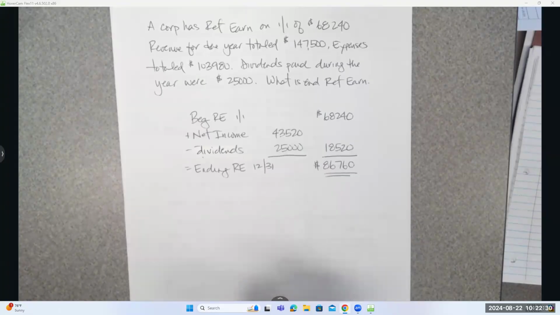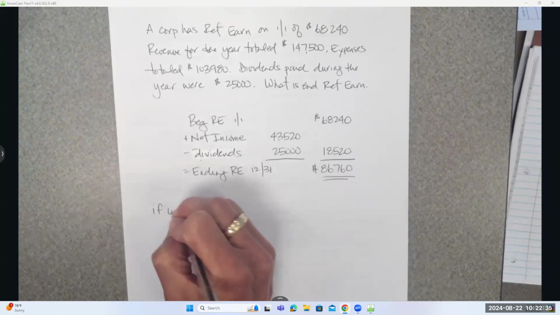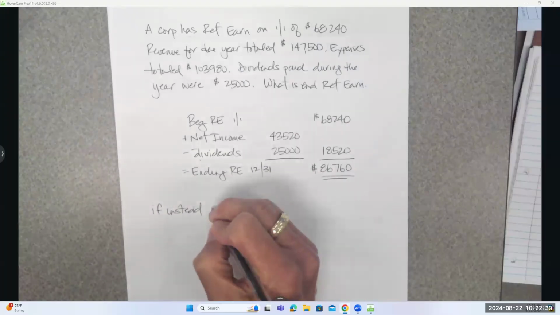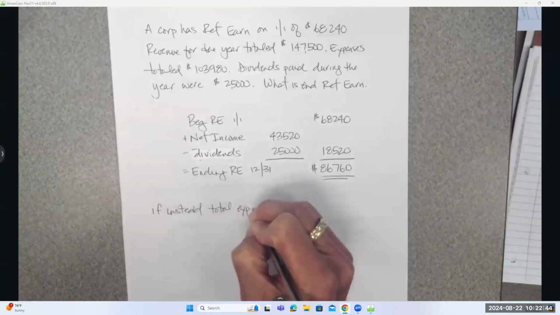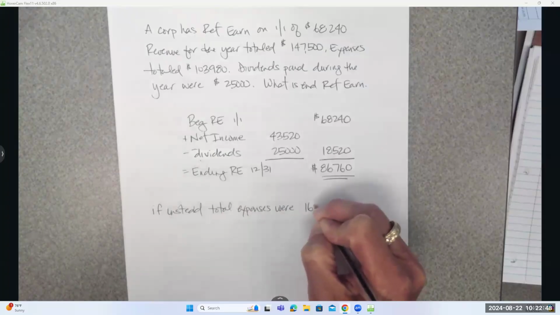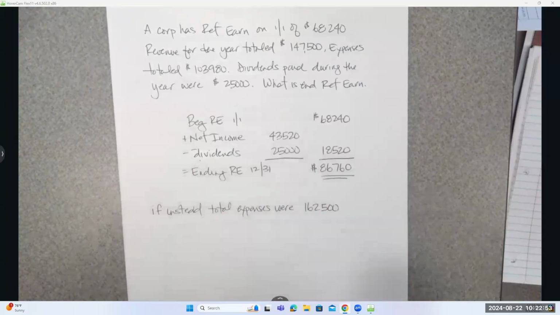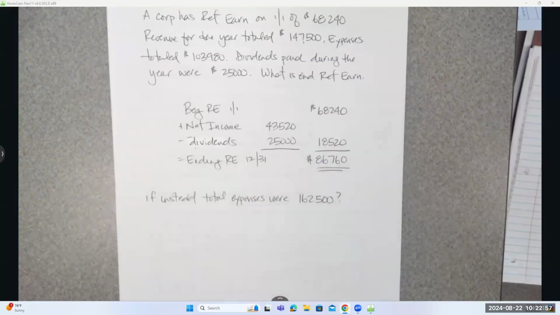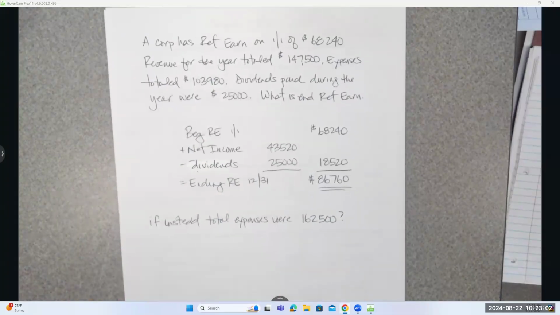What would the answer be? What would be ending retained earnings if instead, oops, everything else is the same, instead total expenses were 162,500? What would be our ending retained earnings? Only number that changed is just the total expense.